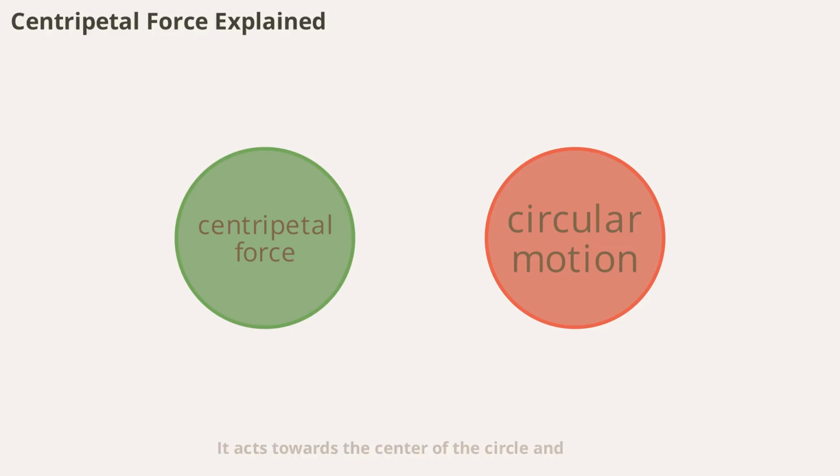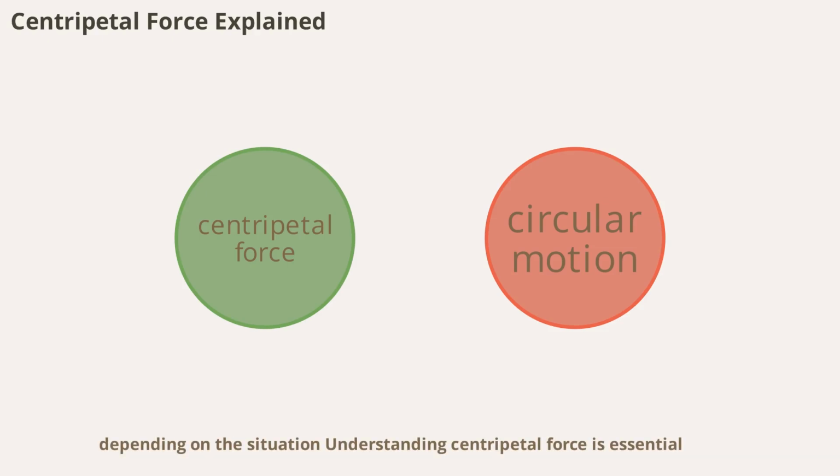Centripetal force is the force that keeps an object moving in a circular path. It acts towards the center of the circle and is responsible for changing the direction of the object's velocity. Without centripetal force, the object would move off in a straight line due to inertia. This force can be provided by tension, gravity, friction, or other means, depending on the situation. Understanding centripetal force is essential for analyzing circular motion in physics.